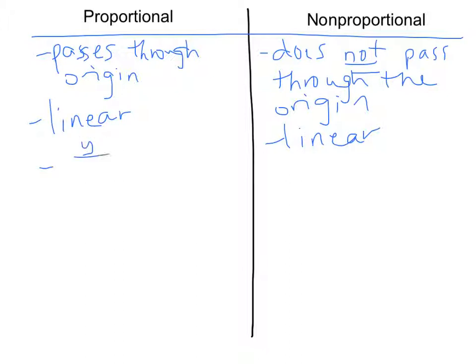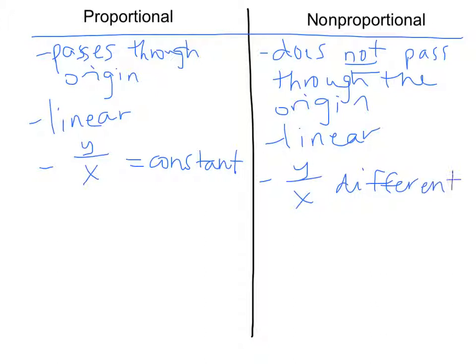In proportional, y over x is a constant. It's the same number every time. And in non-proportional, y over x is different every time. All right, so we can do y over x, but in proportional, every time we do it, it gives us a constant value, and non-proportional will give us a different value. Now, this is different than saying the change in y's. We're just putting a y value over an x value and seeing what happens.